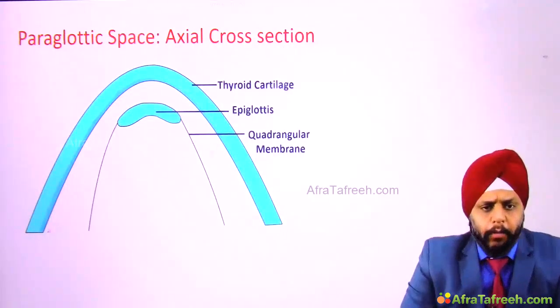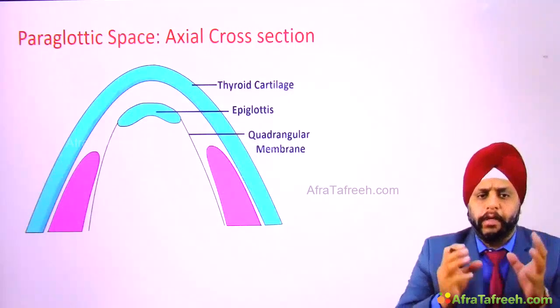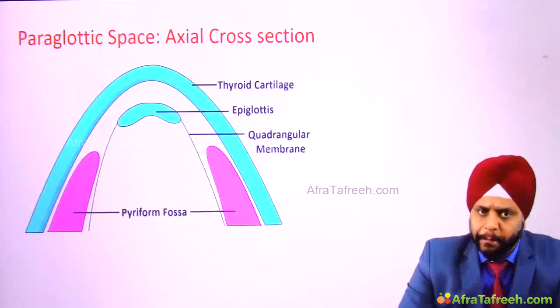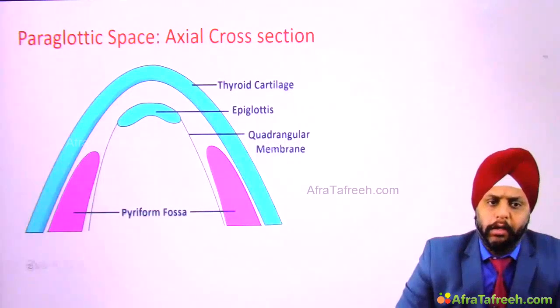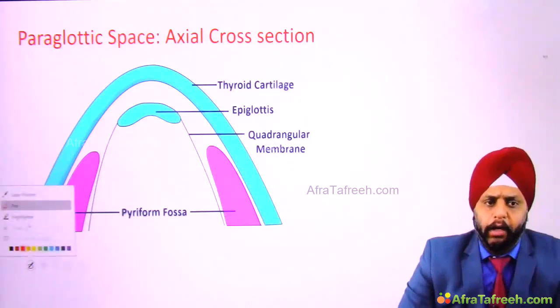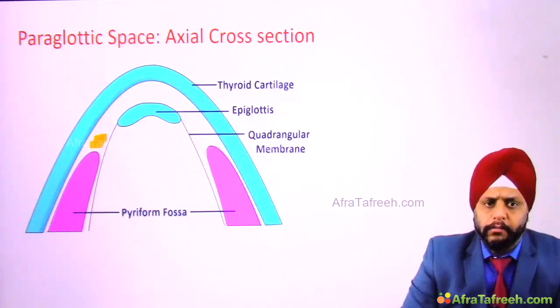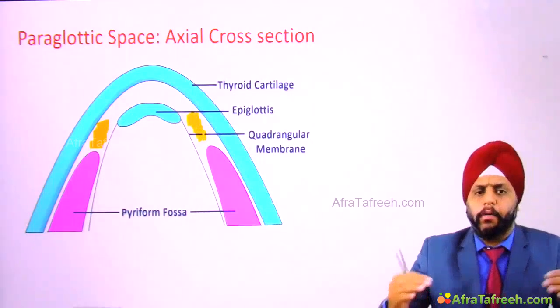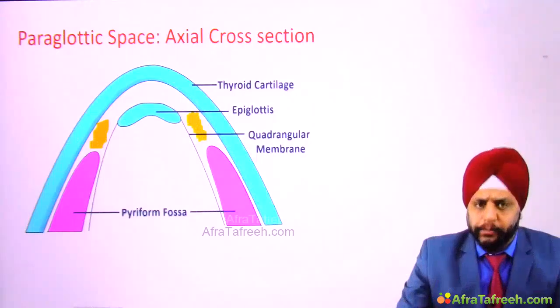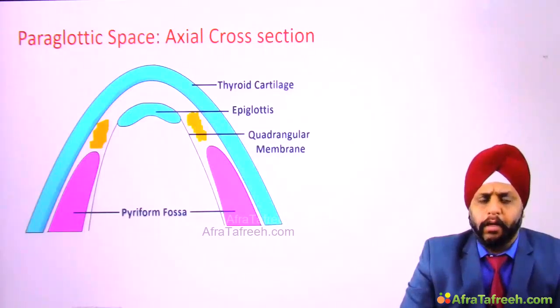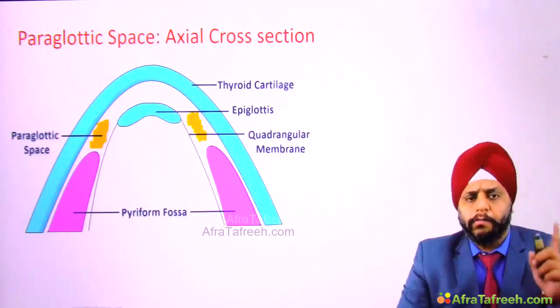Okay, so we have the thyroid cartilage, we have the epiglottis and the quadrangular membrane. Now posteriorly we have something on the sides of the larynx. What is that? That is the pyriform fossa, right? So this over here is the pyriform fossa. And now if I shade this area, where is this area? The anterolateral boundary is the thyroid cartilage, and the medial boundary, what we can see over here, is the quadrangular membrane. This is our paraglottic space.